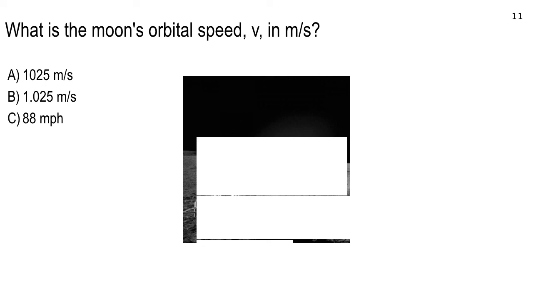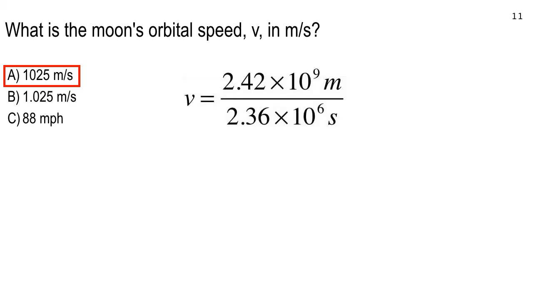Gosh. All right. Well, let's see what the answer is here. Turn the lights down, please. The answer, 1025. And if you do it a little bit more accurately with a few more digits, it's a little bit smaller than that. But 1025 is pretty good. So here's your calculation, 2.42 times 10 to the 9 meters on top, and a bunch of you, about a third of you, got this one wrong, and you basically messed up your scientific notation. 2.36 times 10 to the 6 seconds in the denominator.